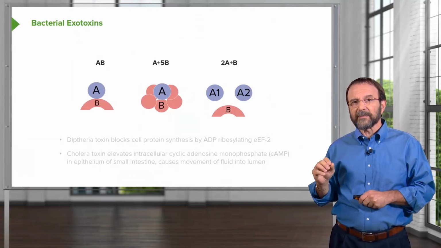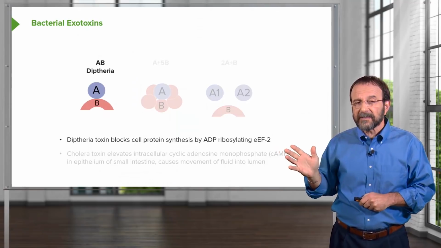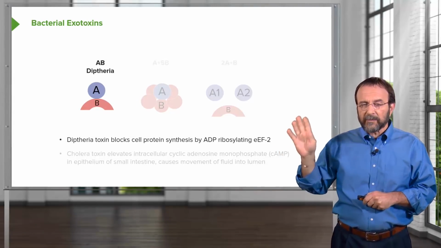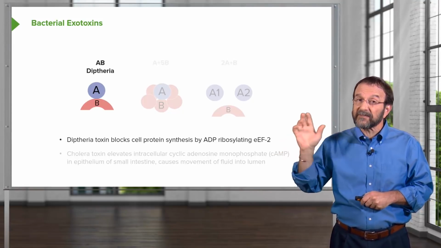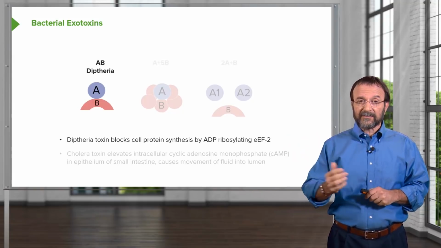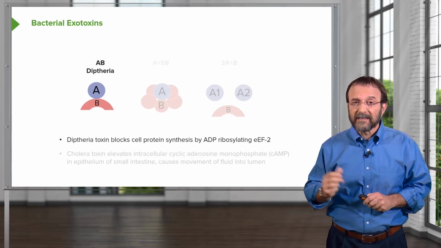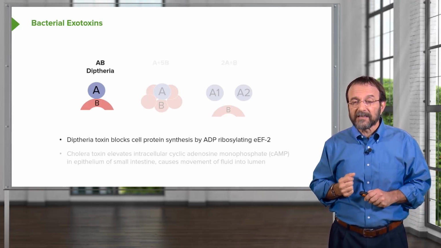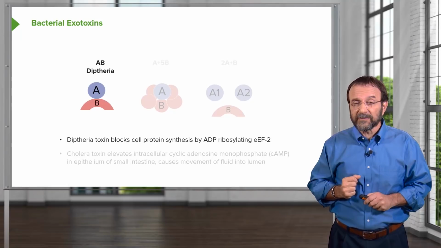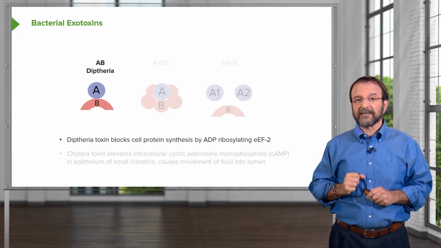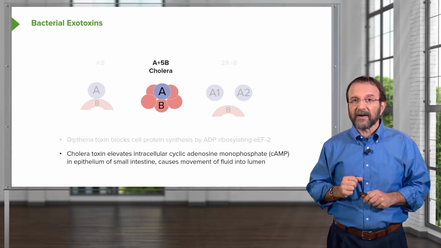Let's look at toxins in a bit more detail. I mentioned that they typically have an A-B structure. The diphtheria toxin consists of one molecule of the A and one molecule of the B. Again, the B is the receptor binding component. The A is the effector portion that actually has an effect on the host cell. The diphtheria toxin, the A portion, blocks cell protein synthesis. The A portion ADP ribosylates an elongation factor for translation, EEF2. It stops host cell protein synthesis and kills the cell. Cholera toxin is composed of a single A subunit and 5 B subunits.